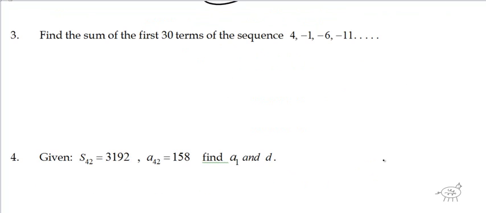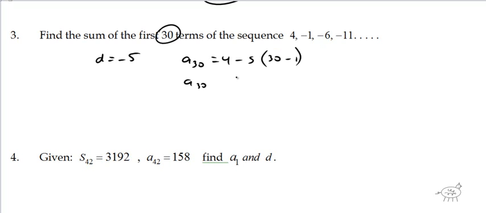All right, let's keep going here. Find the sum of the first 30 terms of the sequence. First of all, you have to recognize that it is arithmetic, because basically I'm subtracting 5, right? -1 minus 4, -6 minus -1, etc. So I know my d is equal to -5. In order to find the sum, you need a sub n, that last term. So let's find the 30th term. I need a sub 30 is a sub 1, which is 4, minus 5, that's d, times 30 minus 1. So a sub 30 is -141.